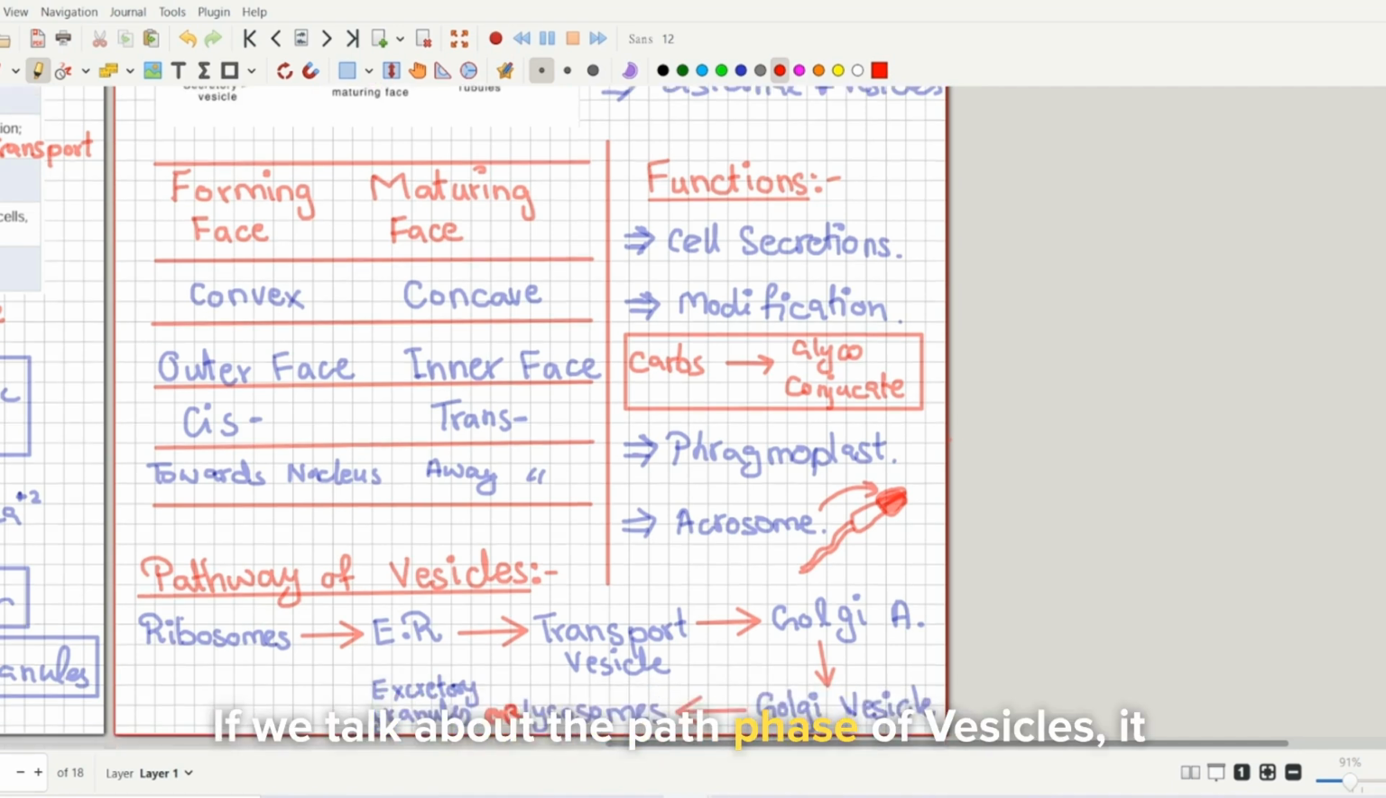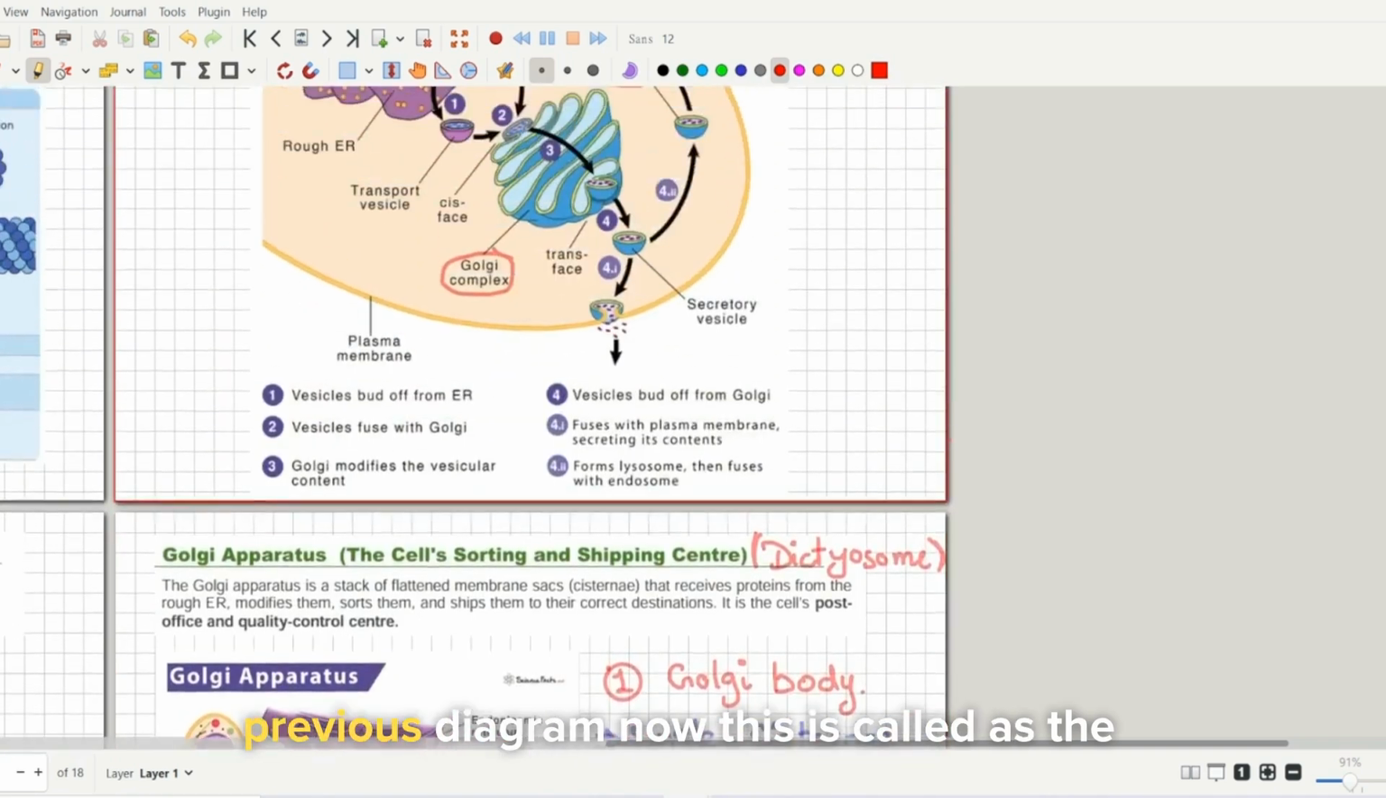If we talk about the pathways of vesicles, it is really simple. As you can see, the first thing that is formed is a protein that is formed in the ribosome in the endoplasmic reticulum, or you can say rough ER. Then the vesicle that is formed in the endoplasmic reticulum will be transported in the form of a transport vesicle towards the Golgi apparatus. The Golgi apparatus will receive that transport vesicle and modify it. After the Golgi apparatus has modified it, it will become a Golgi vesicle. And now the Golgi vesicle has two different pathways, as you have seen in the previous diagram.